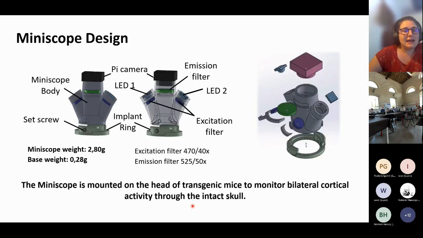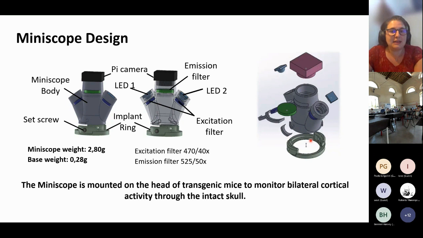So in this slide, I will present the design of our miniscope that is mounted on the head of transgenic mice that express GCaMP6f indicator in a subset of excitatory cortical neurons, and this device is able to monitor bilateral cortical activity through the intact skull, so a craniotomy is not necessary in this case.